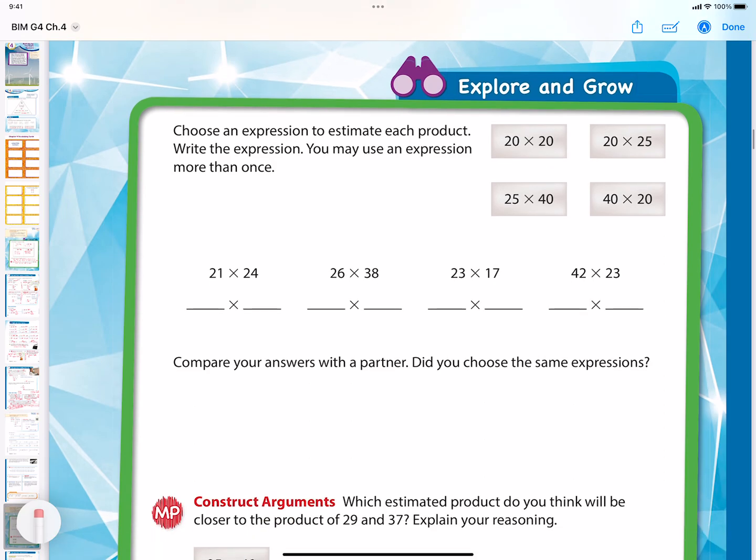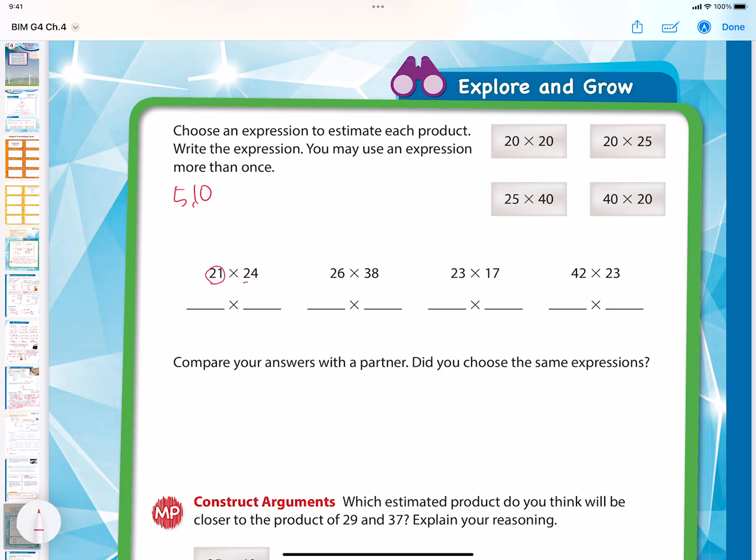Now let's dive into our explore and grow. Choose an expression to estimate each product. Write the expression. You may use an expression more than once. I want you to remember our comparable numbers. They are what we used to call friendly numbers. Those are numbers finished with 5 or 0, which is 10. Okay, so those are friendly numbers that you can easily multiply. So let's take a look.